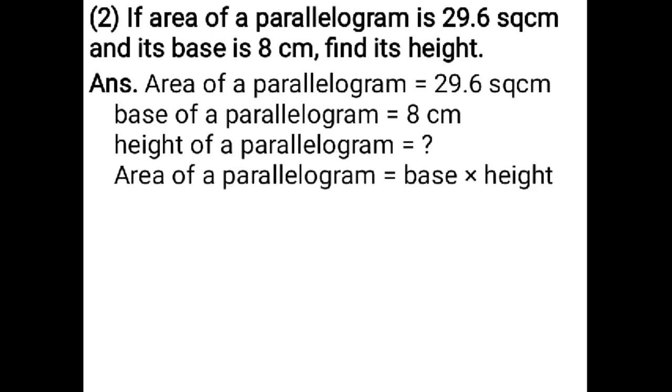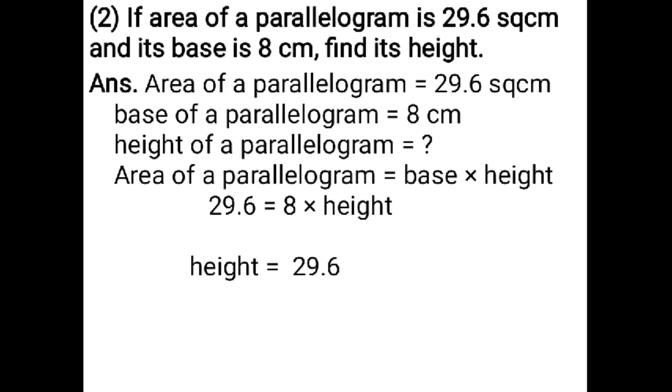Area of a parallelogram 29.6 is equal to base 8 into height. You have to find height, so you have to take it on the left side. You have to divide 29.6 by 8 and we will get the answer, height of a parallelogram. Height is equal to 29.6 upon 8. The formula of height of a parallelogram is area upon base. Okay. Now you have to divide 29.6 by 8.